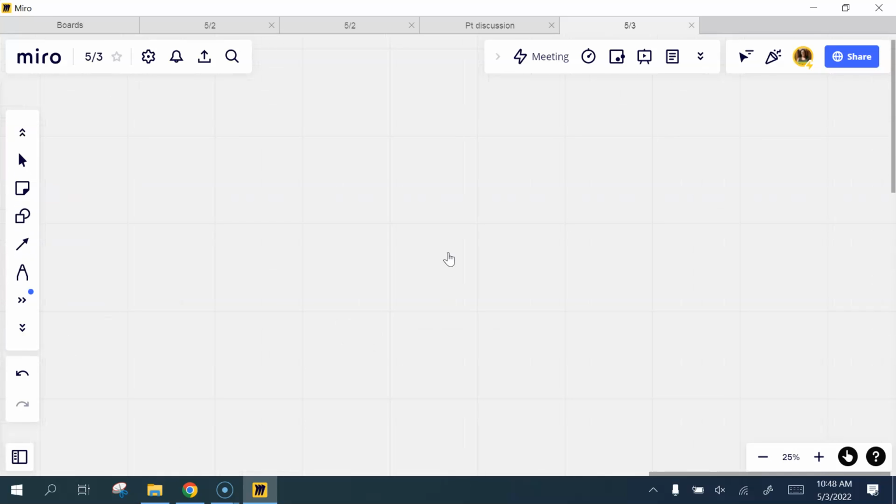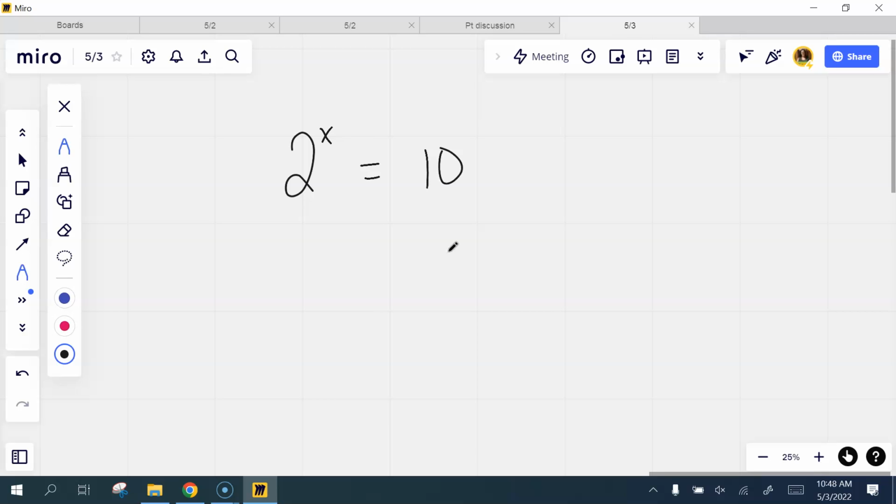So why do we need logs? We've been solving exponential equations where we've got variables in the exponents. The only way we know to do that now is if the bases are the same, then we just set those exponents equal to each other and solve, right? But what happens if I have something like 2 to the x equals 10? There's no way I can force the same base there, because there's nothing I can raise 2 to get 10.